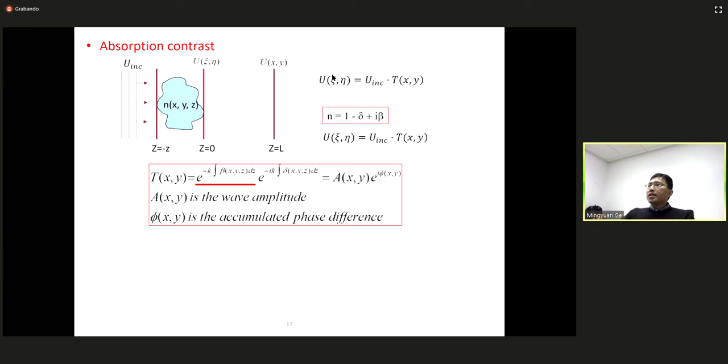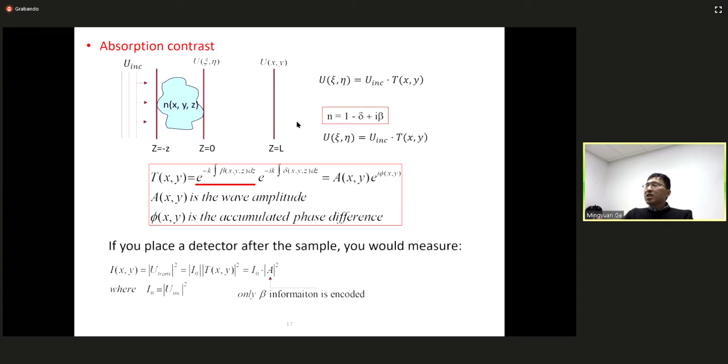So for absorption contrast, we want to make use of the A, which is this part. When we detect a wave, what we detect is not the wavefront, but instead the intensity. Intensity is the square of the wavefront. We expand this formula and derive I zero times A squared, where I zero is the intensity of the incident beam. In this formula, the information we get is only the A, because the exponential phase part disappears after the modulus. So we don't have any information from the phase, only from the attenuation beta, which is A.